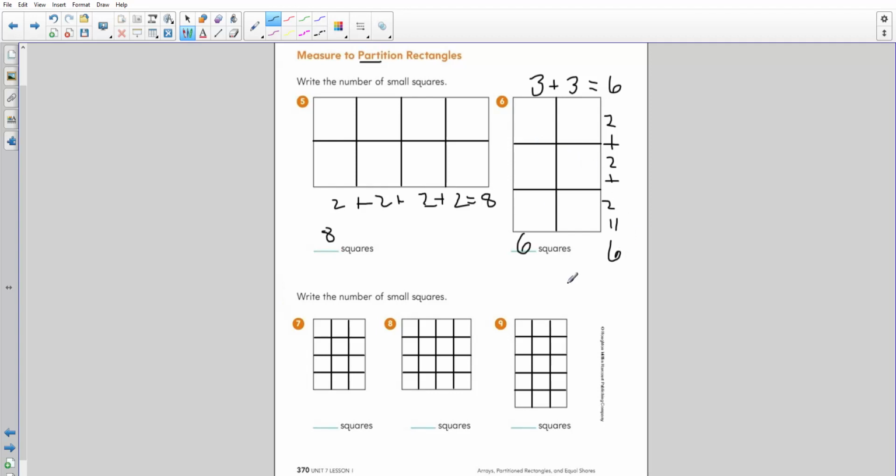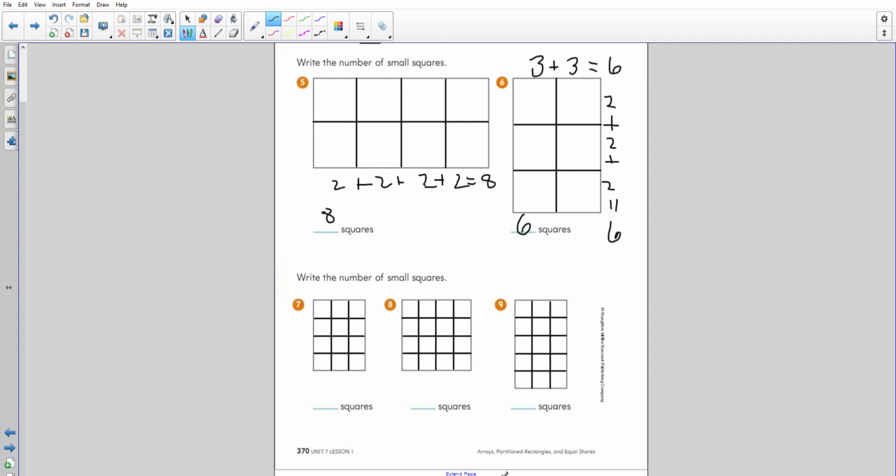So boys and girls, you can use what we learned to help you find the answer for how many small squares there are in these partitioned rectangles. It's going to come in handy when you come down to here, because I am not counting by ones to do this. So I am going to go ahead and find another way. Well, Mr. Fredericks made a mistake. Let's fix that up.